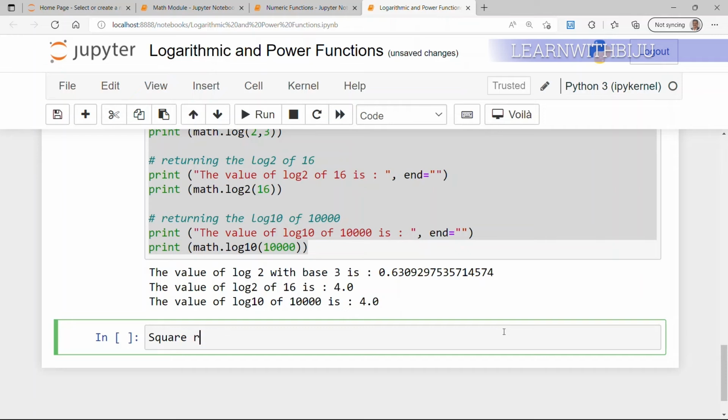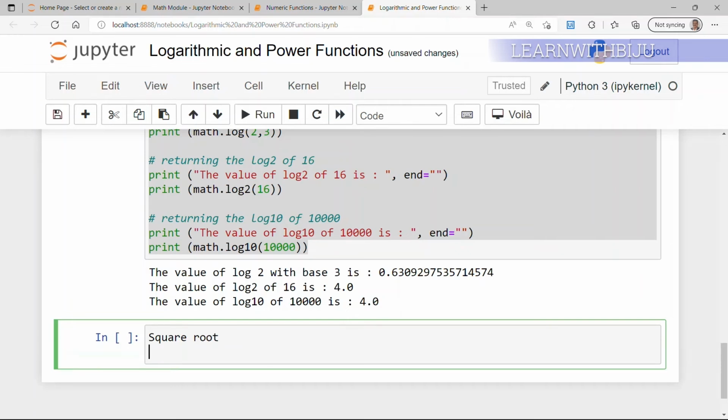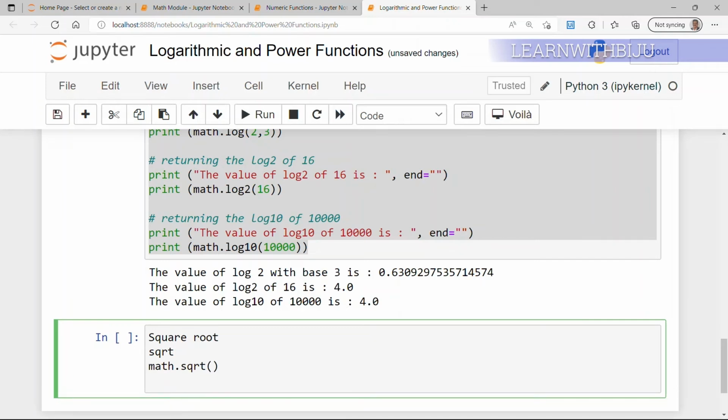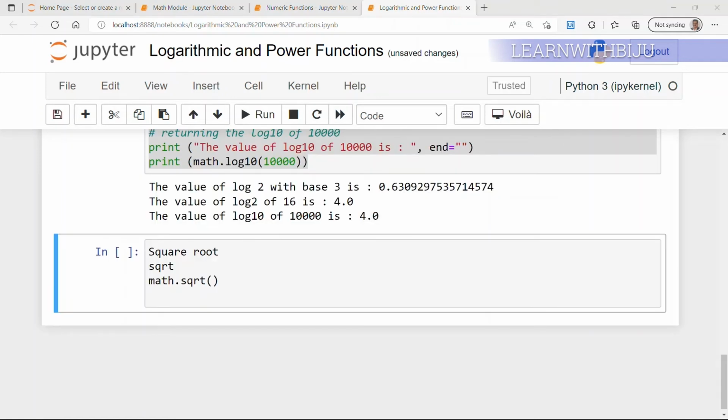We have the next function, square root. What is the square root doing? The function is sqrt. The syntax is math.sqrt. This function returns the square root of a number. So let's have an example.